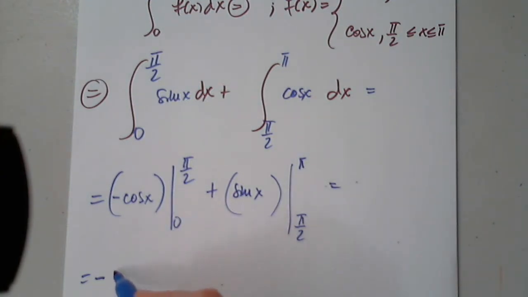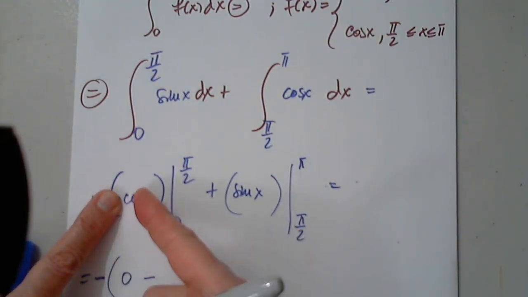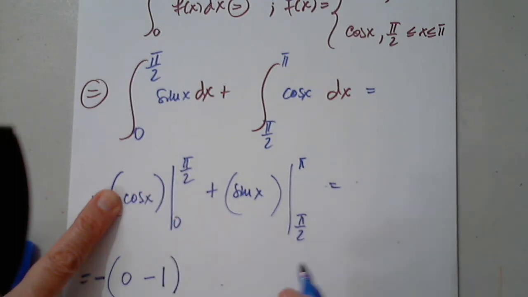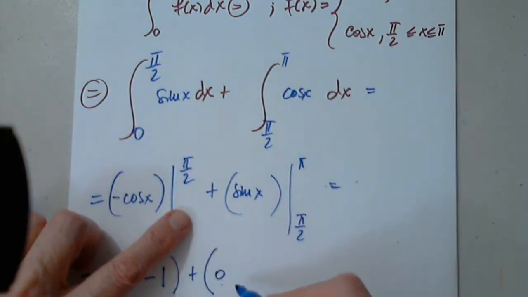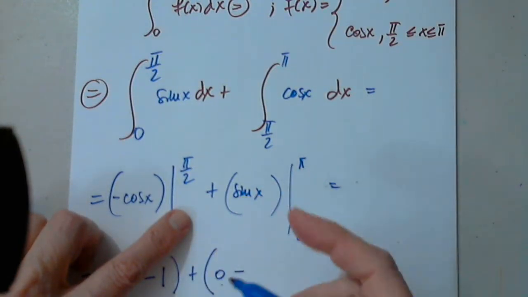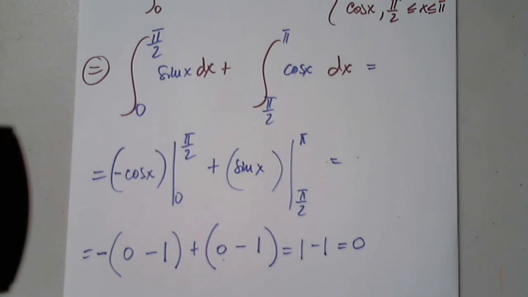When I plug in pi over 2, I get 0. Minus, outside. I plug in pi over 2, I get 0. Minus when I plug in 0, cosine 0, and I get 1. Plus sine pi, 0. Minus when I plug in pi over 2, which is 1. So positive 1, minus 1, it appears that that's 0. Good. So now let's talk about FTC part 1.